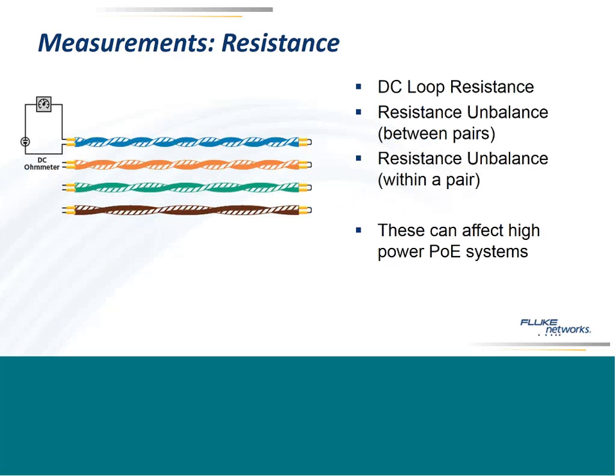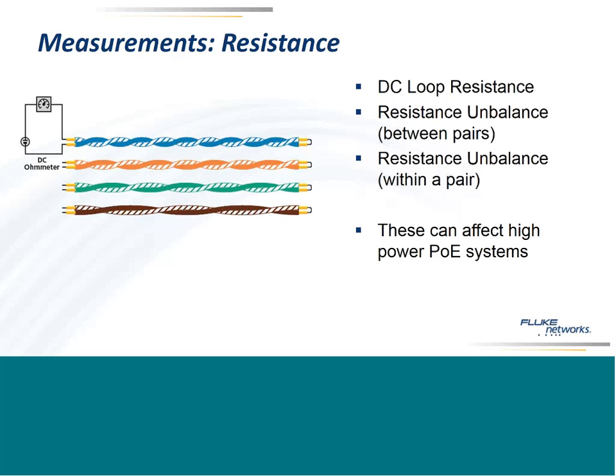There's also the resistance unbalance between the pairs. Do the pairs all have approximately the same resistance? Are they close together or not? And then there's resistance unbalance within a pair. In other words, in the top example, what's the resistance of the blue and white wire versus just the blue wire? Now, why does anybody care about this? It's not really a significant issue in data communications, but it is a very significant issue with high-power PoE systems.